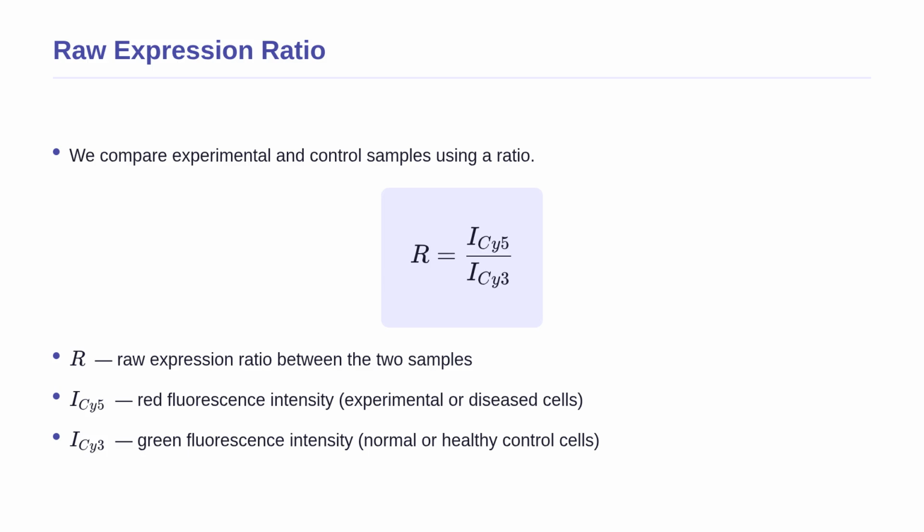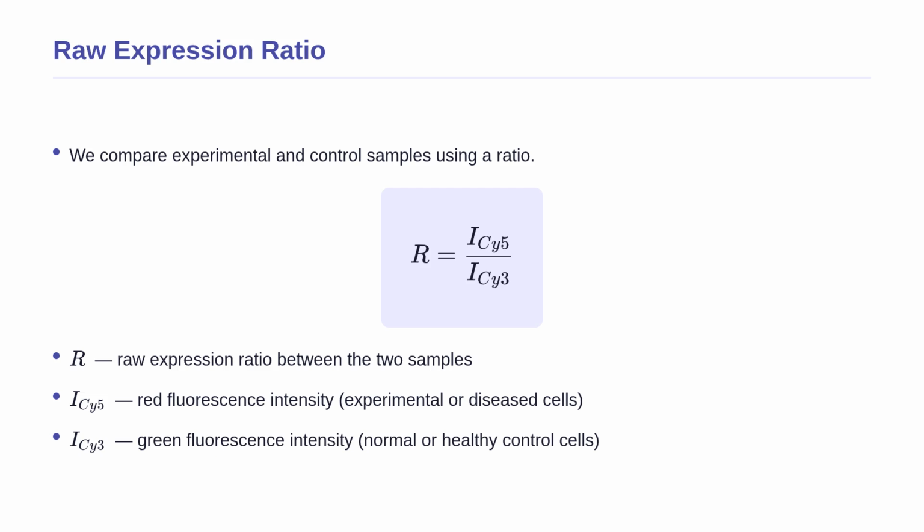To make sense of these glowing spots, we need mathematics. Usually, the experimental sample, like a tumor, is dyed red with a chemical called Cy5. The control sample, like healthy tissue, is dyed green with Cy3. We calculate the raw expression ratio, denoted by R, by simply dividing the red intensity by the green intensity.